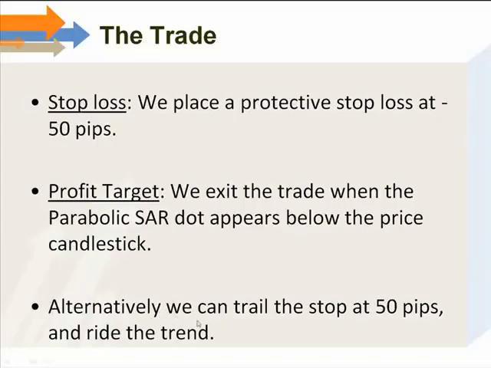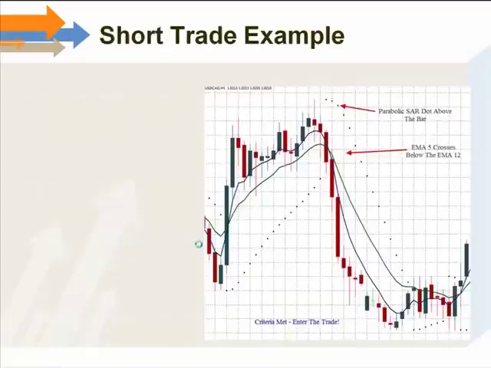Alternatively, as an exit strategy, instead of exiting when the SAR dot appears below the price, we can trail the stop at 50 pips and ride the trend. When you're just starting out, the first way is the easy way to do it. As you gain more experience, you might want to try this alternative way of exiting the trade, as it can lead to more profits, but sometimes it doesn't, so stick with the first one when you're just starting out.